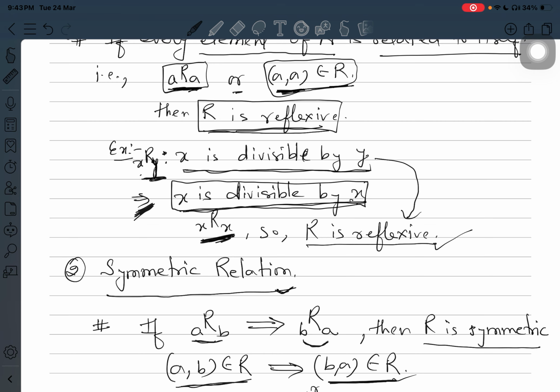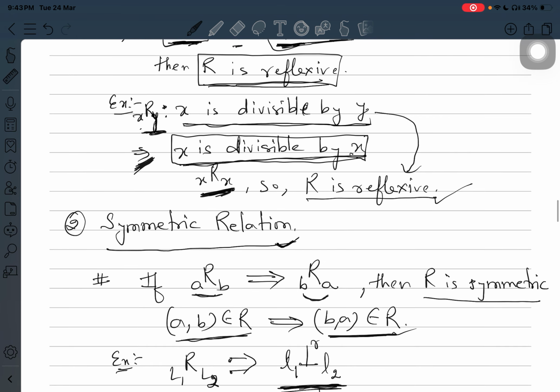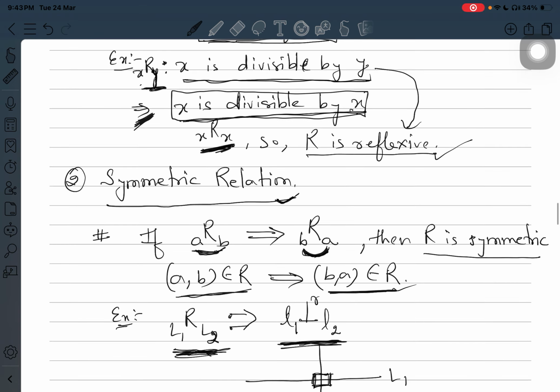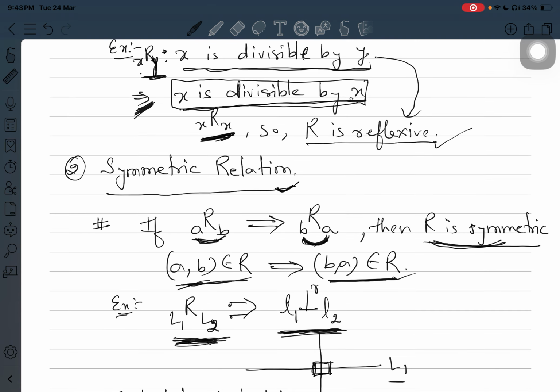Now let's check for the symmetric. Symmetric is a relation where A is related to B, and we can say that B is also related to A. The reverse is also true. Then this R will become a symmetric relation. It is also written like if (A, B) is present in R, I am searching for (B, A) also in that R.